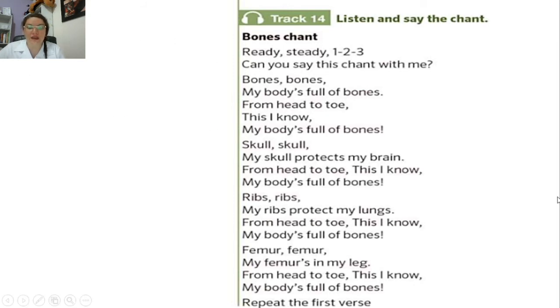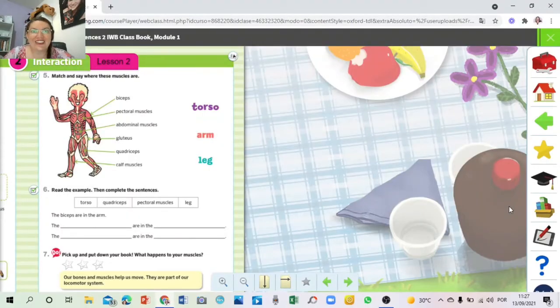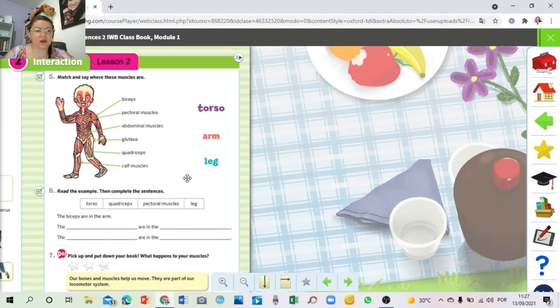Junto com a minha aula de hoje, eu vou mandar um vídeo separado only with the song. Somente com o song para vocês curtirem bastante e aprenderem. Ok? This is the exercise number 4. Let's go to exercise number 5. Ok, guys. Let's go to page 21. Ok? This is the page 21.